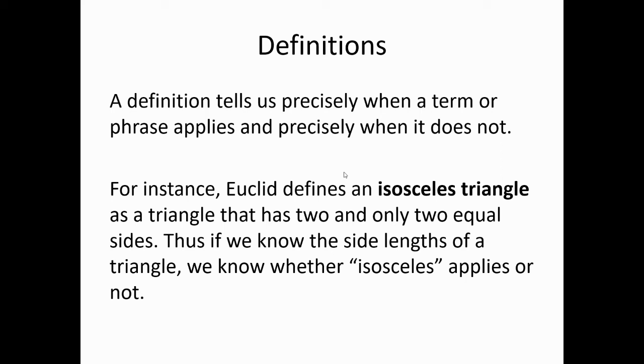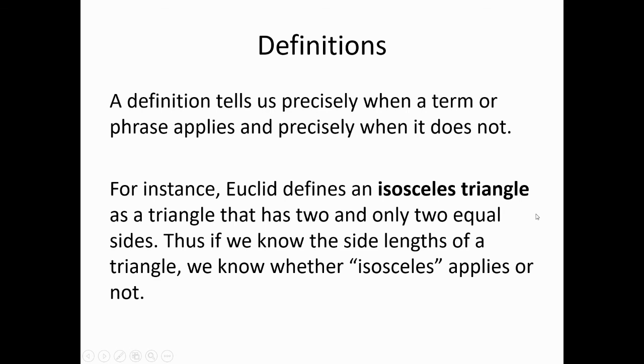Here's an example: Euclid's definition of isosceles triangle, which by the way differs slightly from the definition that we will offer later on in the class. What Euclid says is that an isosceles triangle has two and only two equal sides. What this means, of course, is that if we know the side lengths of a triangle, we know whether the word isosceles applies or not. So there's your technical term, isosceles, and the definition tells us when the term applies and when it does not apply.